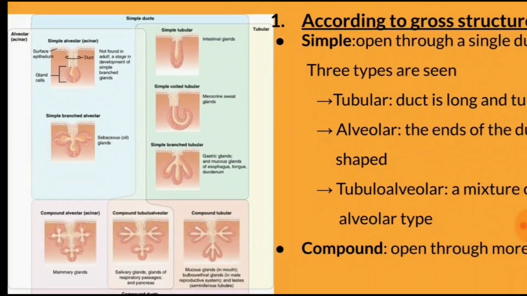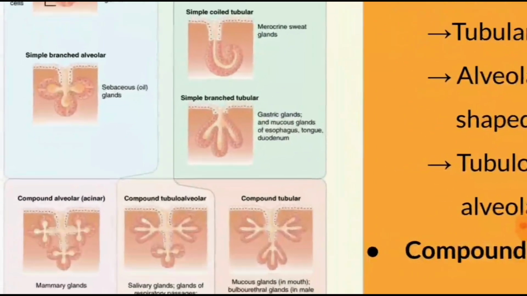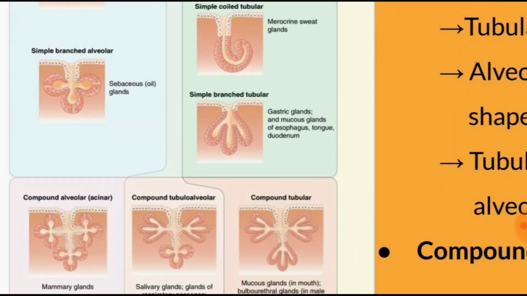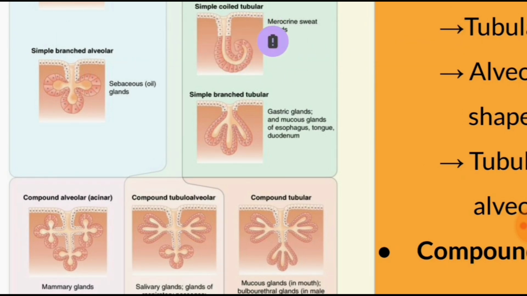Moving to the next one, which is compound. As I told you, a simple gland has a single duct, but a compound gland has two or more ducts. You can observe there are different forms of compound glands, such as compound alveolar. You can observe the flask shaped gland cells and the conducting tube as well. The compound alveolar has many openings from which secretions are discharged. There is also compound tubulo-alveolar and compound tubular.